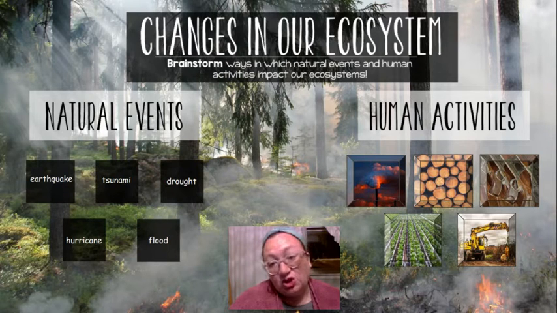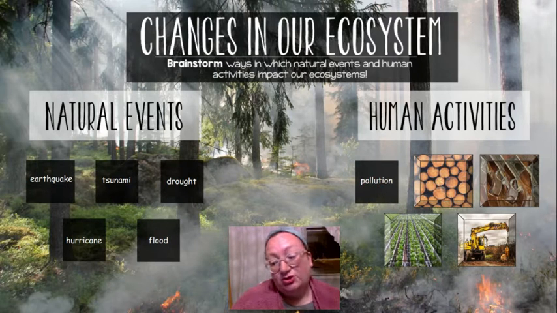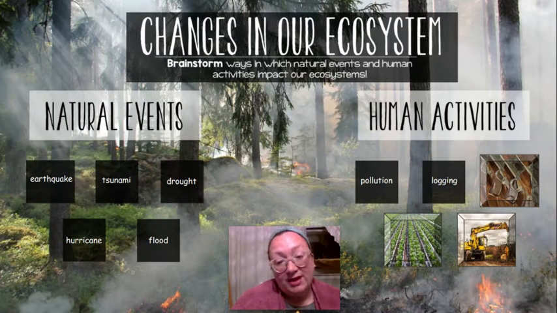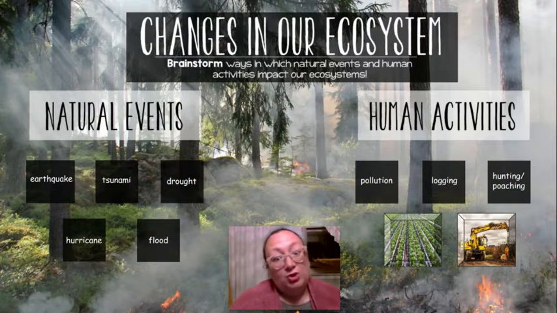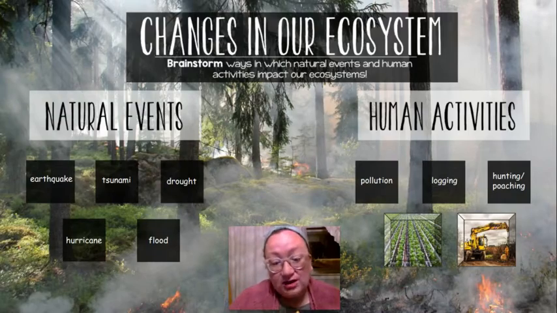Whereas on the other side here, we have some human activities that we should really look into. So the first one is pollution. Pollution has a huge impact on the way an ecosystem can function, as well as logging. So when people go in and cut down trees for paper or any other type of product, that can be detrimental to an ecosystem. Hunting or poaching can have a huge impact. If someone goes in, that's why we have laws for hunting. Like in Pennsylvania, there's only certain months that you can go hunt deer because they don't want things to happen to the population. We also have farming and construction can have a huge impact as well.